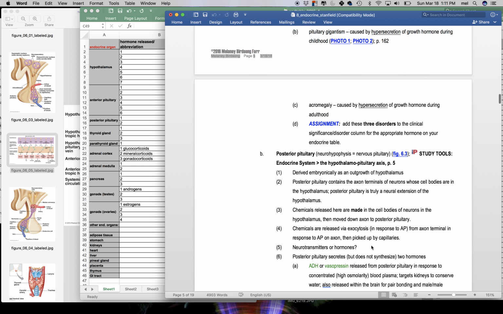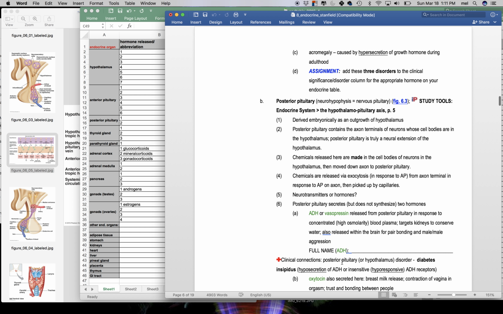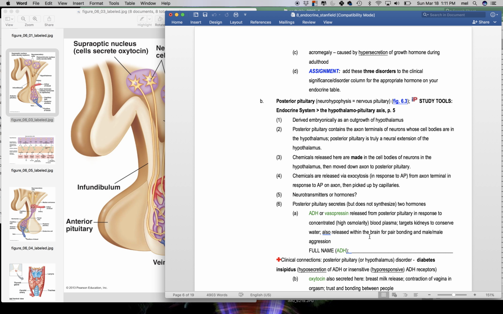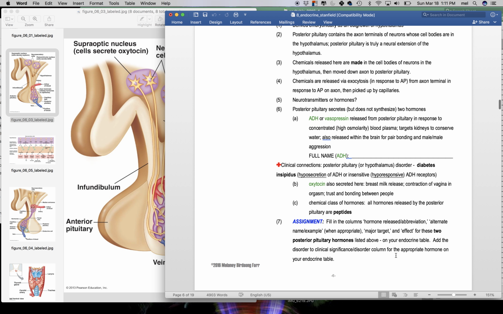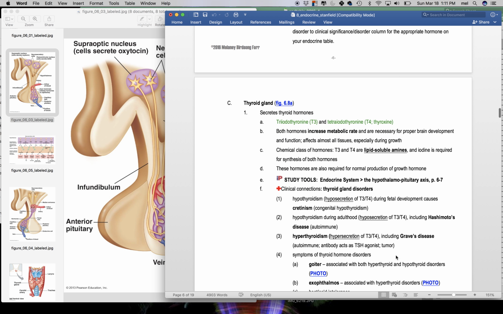Okay, and then you're going to scroll down and go to the posterior pituitary. 2 hormones from the posterior pituitary. This can confuse you if you don't read carefully, because these 2 are actually made in the hypothalamus, but they're released from the posterior pituitary. They're released because of an action potential, so your textbook likes to call them neurohormones. And please note that there is a clinical connection with the hormone ADH. That would go over on the clinical side. That's diabetes insipidus. Okay, so it's relatively self-explanatory.